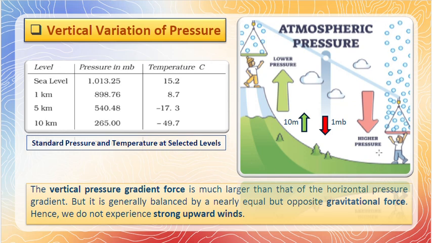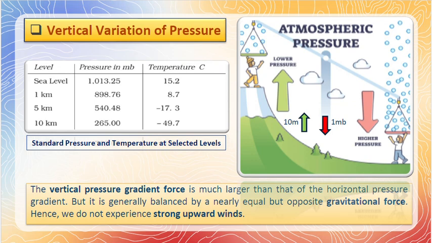Here you can see a photo in which one person is standing on the ground and one person is standing on the top. Okay, so both are at different heights. So when we are talking about vertical variation of pressure, then we are talking about height, altitude.